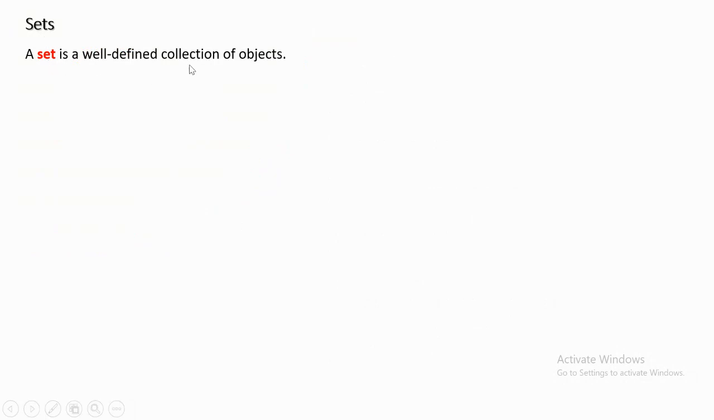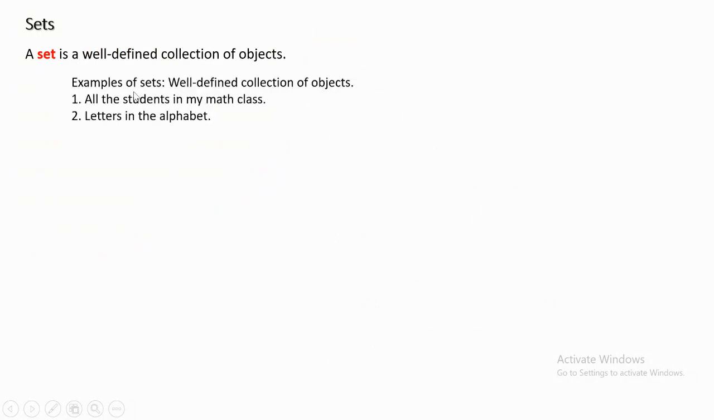A set is a well-defined collection of objects. The first two slides have a lot of vocabulary and definitions because it's crucial for the students to know exactly what's going to be talked about. So here is the first definition of a set. Examples of sets: a well-defined collection of objects.